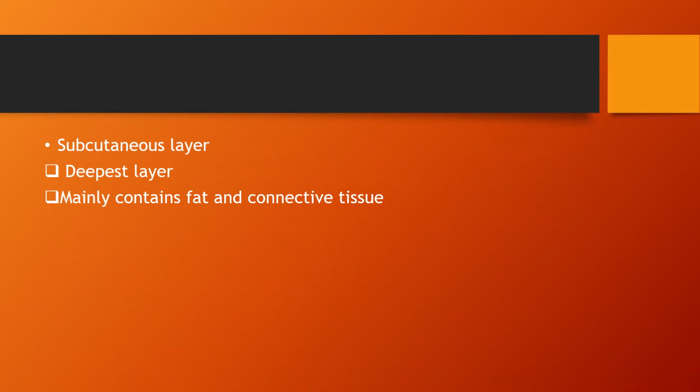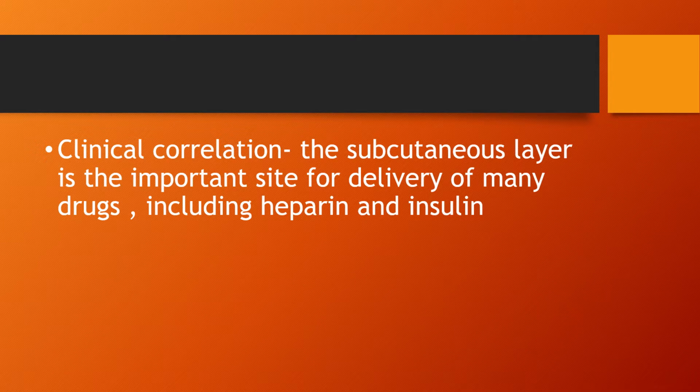The deepest layer is the subcutaneous layer, and it mainly consists of fat and connective tissue. Looking back clinically, the subcutaneous layer is an important site for delivery of many drugs, namely insulin.